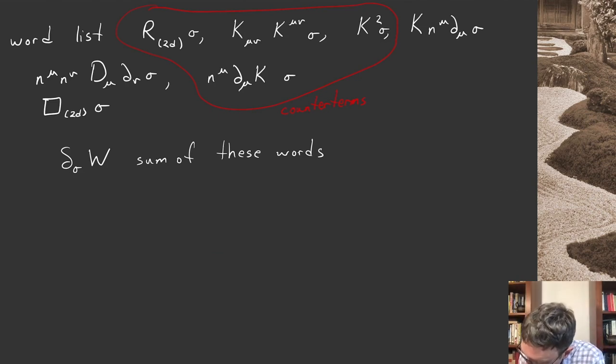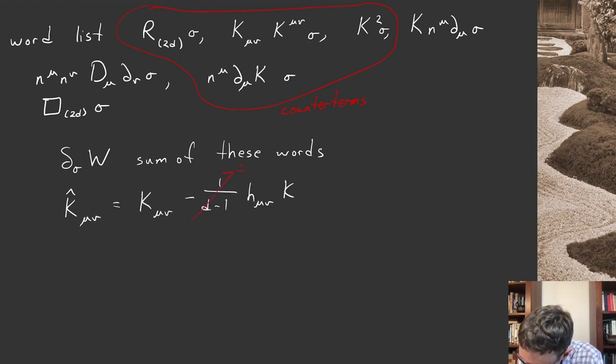So before I go forward, I want to simplify my life a little bit, and I want to introduce a traceless version of the extrinsic curvature. So in our particular case, this is just a two-dimensional boundary, so there's a factor of a half there. And I'll trade the appearance of the extrinsic curvature here for the traceless one in my words moving forward. So there's some tedious work to do, figuring out what the Weyl variation does to all of these terms.